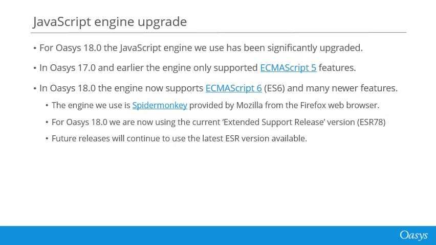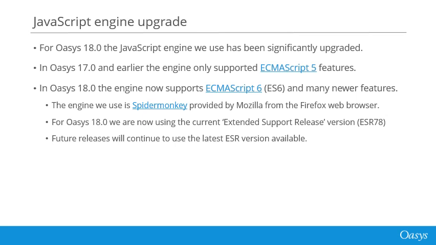The engine that we use in the Oasys Suite software is SpiderMonkey from the Mozilla Firefox browser, and we have now upgraded the engine to the current extended support release version, ESR 78, which will enable you to use these newer ECMAScript 6 features. In the future, we will target the latest ESR version of SpiderMonkey for future releases of the suite. For the remainder of this talk, I'm going to discuss these changes.